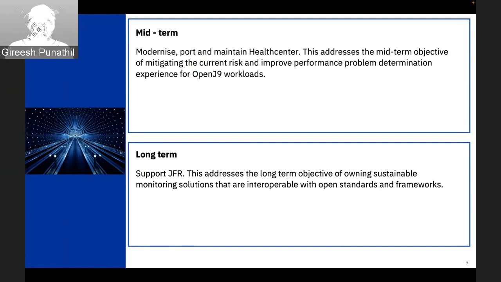This would address the pain point that we don't have a comprehensive monitoring tool at this point of time. So that would be addressed. But in the long term, we should look at porting JFR onto OpenJ9 and build parity across the board among the ecosystem for performance monitoring, and then look at interoperability with open standards such as OpenTelemetry, so that the interoperability and data exchange formats come pretty handy.